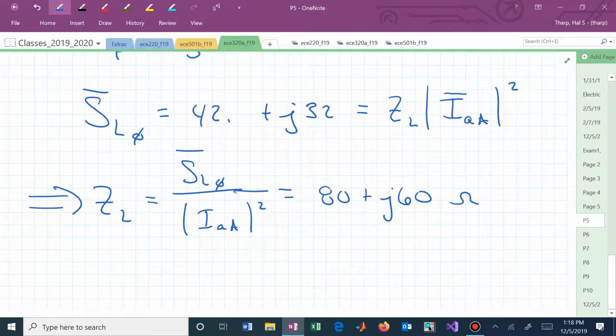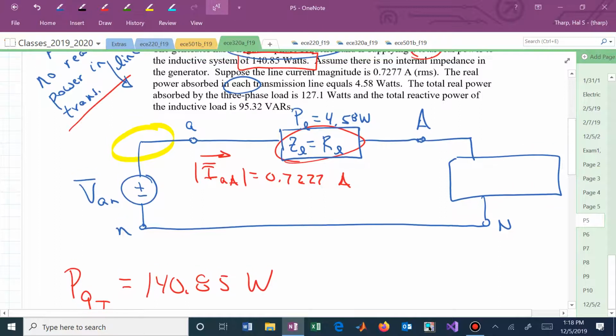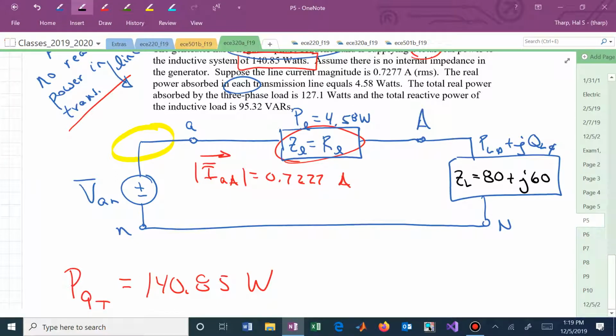That now allows us to go back up to this picture. We can have many different things here to keep track of, but in a single phase equivalent, we're really interested in this impedance, which is 80 plus J60. We now have the impedance of our transmission line, which was real, and the impedance of the load, 80 plus J60, Z. And now the only thing remaining is a magnitude on that generator for the voltage of the generator.